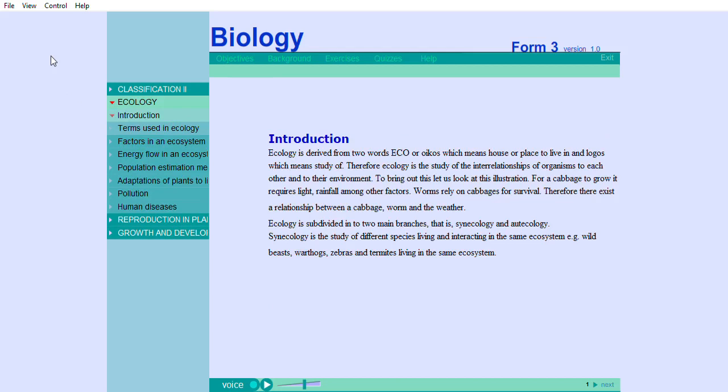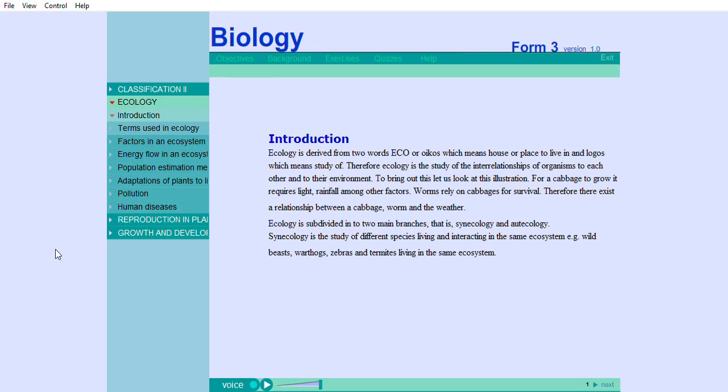Introduction. Ecology is derived from two words, eco or oikos, which means house or place to live in, and logos, which means study of. Therefore, ecology is the study of the interrelationships of organisms to each other and to their environment. To bring out this, let's look at this illustration.